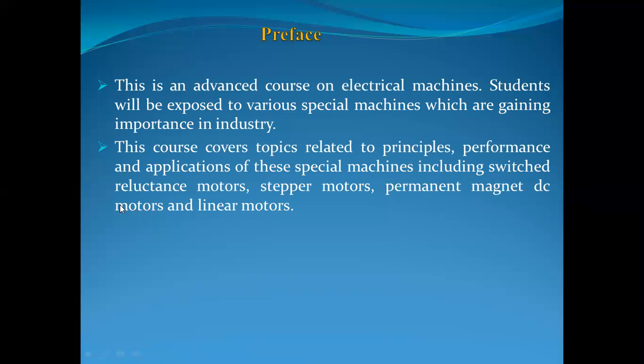An example is the washing machine. Next, small vacuum cleaners. These also come under special electrical machines, not having the highest ratings, and some areas of industry have the highest ratings also. These are all the machines and topics which we cover in this course.